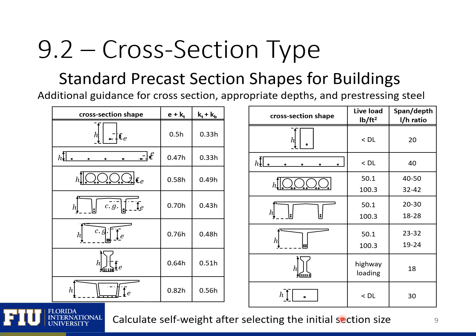Over here on the right, you can see based on the structural shape, we'll have different span to depth ratios. So this table would help you, if you get your first preliminary structural shape, you could come and determine an approximate depth you would need for that structural shape based on your span length, using these ratios.